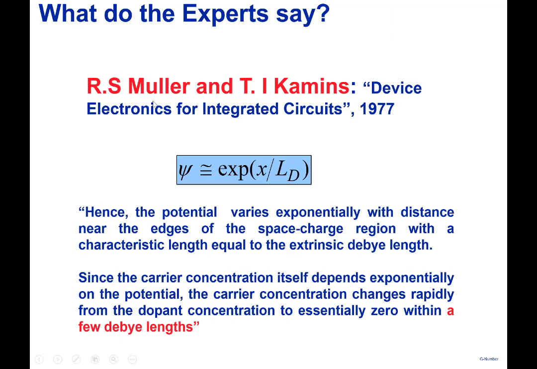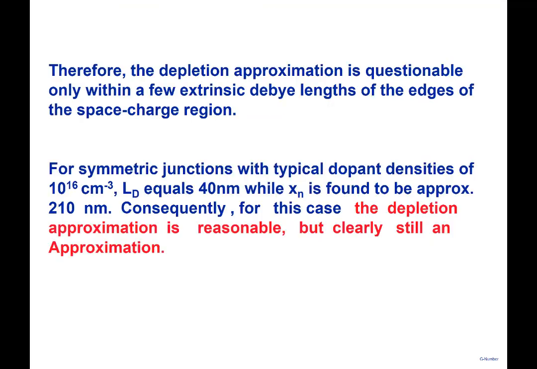So what do the experts say? Well, the experts are all saying that yes, the transition region is equivalent to a few Debye lengths. For example, this is a very well-known book. When I was a graduate student, I learned my semiconductor devices from this particular book, Muller and Kamins. They're talking, again, about the same thing, that the carrier density is reducing in the transition region. It's over a few Debye lengths. And they say the depletion approximation, look at what they're saying.